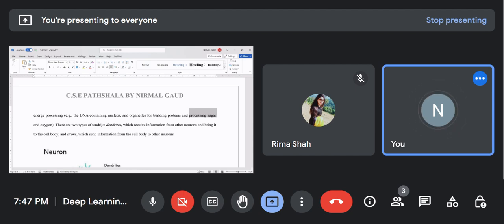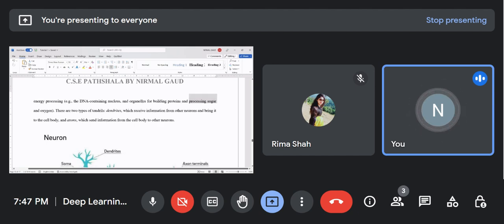And what kind of computation do you do? There is a weight w and an input x, so we multiply w by x, add a bias to it, and give it to the activation function. This is the task we perform over the neurons in the hidden layers. Similarly here we have the organelles, the nucleus, for building proteins and processing sugar and oxygen. There are two types of dendrites: the dendrites receive the information and bring it to the cell body, and the axons transmit. So one is for transmitting and one is for input.